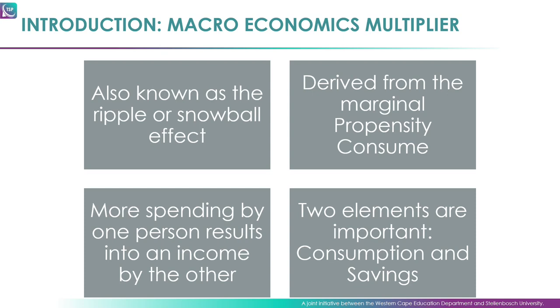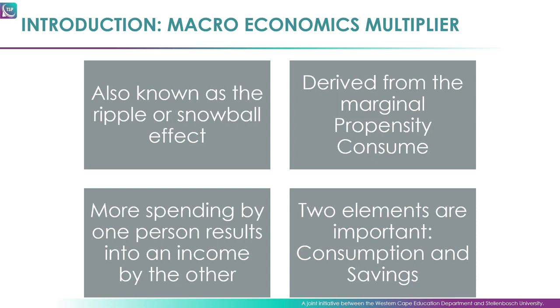Now, another thing that we need to know about the multiplier is that it is derived from the marginal propensity to consume. The marginal propensity to consume might be a new term or a new concept for my grade 11 learners. However, do not worry, we are going to deal with all the concepts that you need to know. Just to give a general understanding of the term marginal propensity to consume, it would be the likelihood of someone consuming.